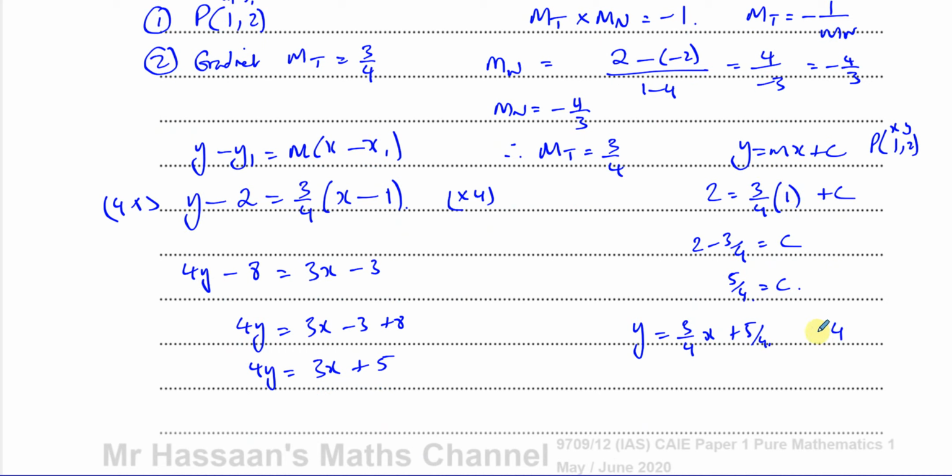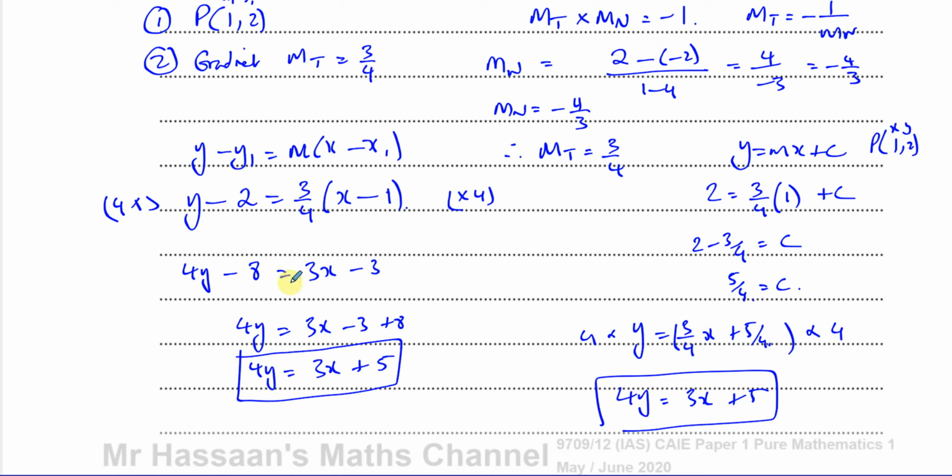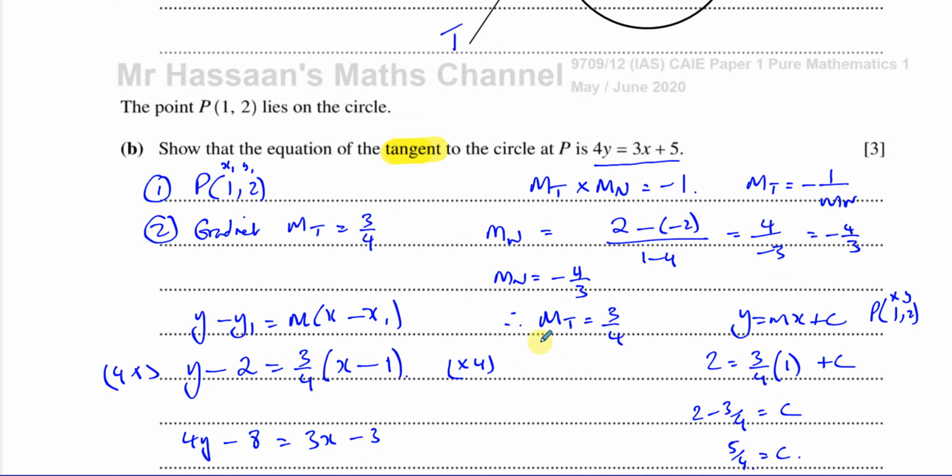If you want to express it in this form, we have to multiply both sides by 4. So you multiply this side by 4, and you multiply this side by 4. You're left with 4y equals, the 4 cancels out, so you get 3x plus 5. Both of those ways of getting the answer are perfectly correct. I personally try to push my students when they get to AS and A level to use this method here. It just makes things easier later on. But either way is perfectly fine, of course.